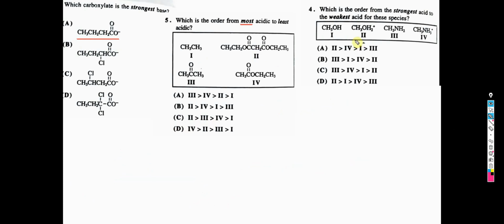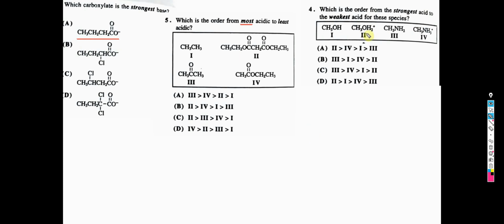So in question 4, which is the order from the strongest acid to the weakest acid in the following species? Again, another ordering problem. So here we have 2 cations and 2 neutral species. Cationic species are going to be generally stronger acids, as long as the hydrogen-containing atom has the positive charge, right?